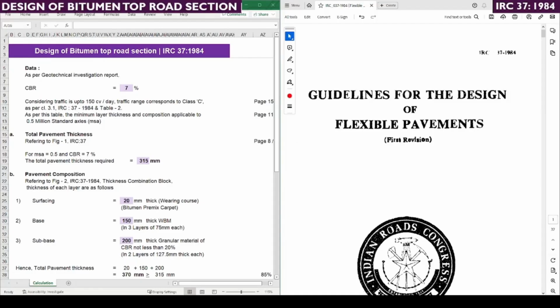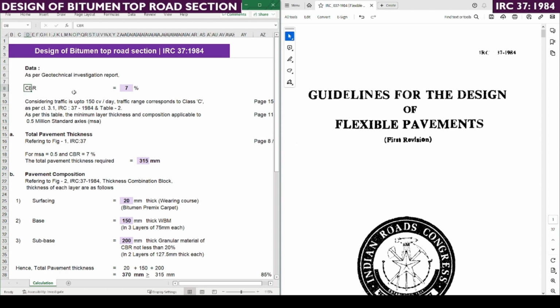On the left-hand side you can see an Excel sheet for the design of a bitumen top road section using IRC 37 1984, and on the right-hand side you can see the PDF of the guidelines for the design of flexible pavements, IRC 37 1984. With these two sources, along with the geotechnical investigation report on the California bearing ratio, we are going to do this calculation for the road section for bitumen top pavements.